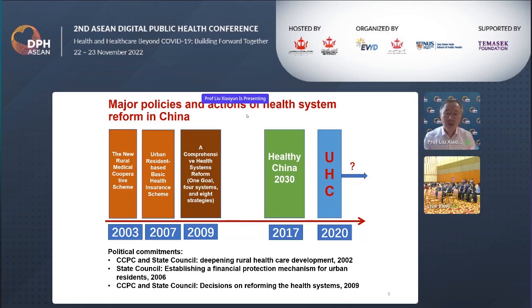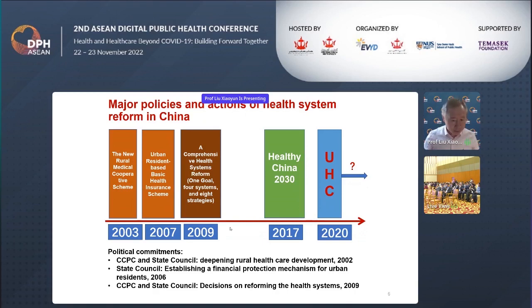This is to fulfill the Sustainable Development Goals, the commitment to the SDGs. So the aim of all this reform is to achieve universal health coverage by the year of 2020. And at that time, we met the COVID-19 pandemic. So this is the very brief introduction of the overall transformation experience in the last almost 20 years.